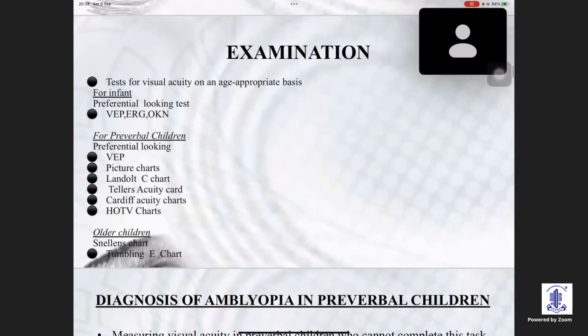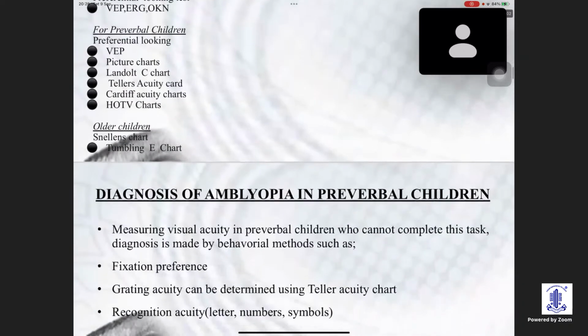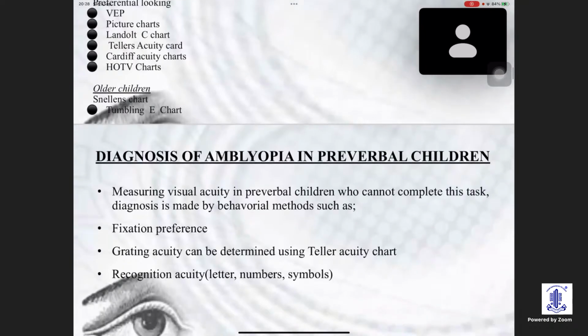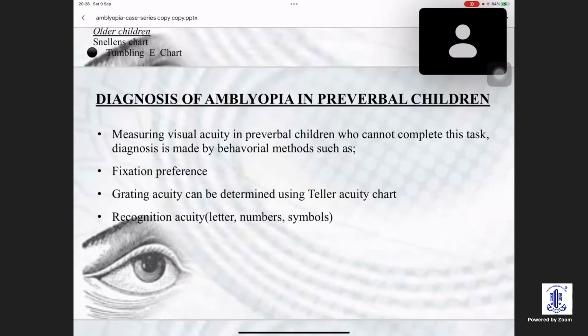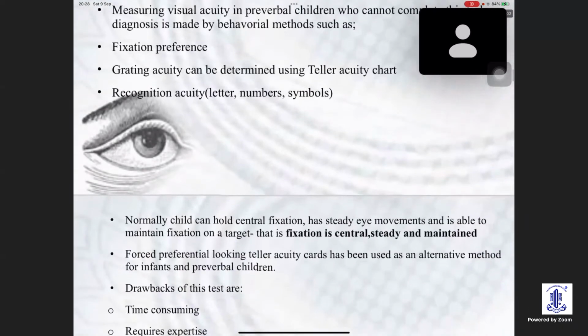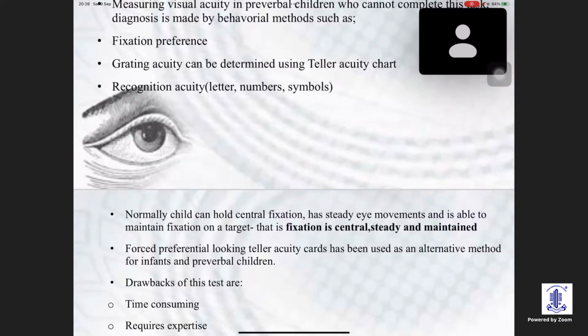We have to test the visual acuity on an age-appropriate basis, that is, for infants: preferential looking, VEP, OKN; and for preverbal children: preferential looking, VEP, picture charts, Landolt C chart, Teller acuity card; and for older children, Snellen charts. For diagnosis of amblyopia in preverbal children, fixation preference is one of the most important things, and grating acuity can be determined using Teller acuity cards.